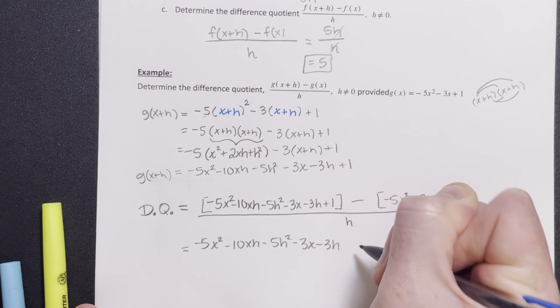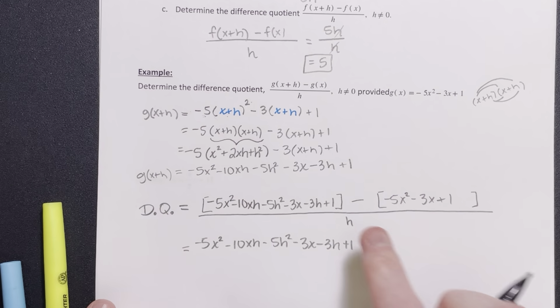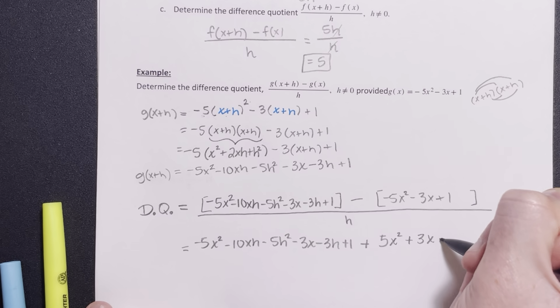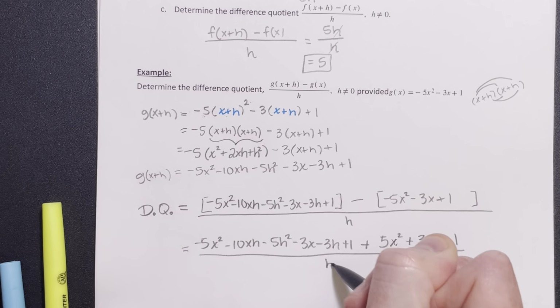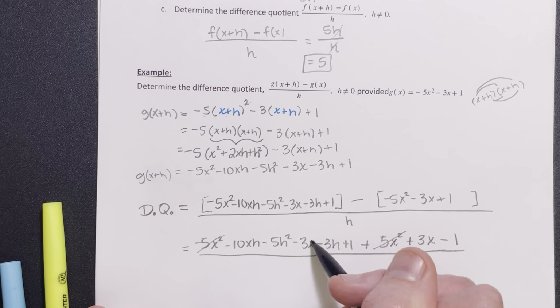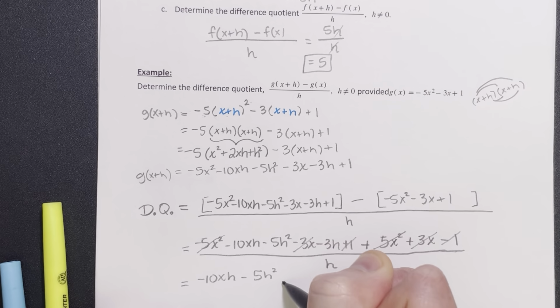There's nothing to distribute in that first set of parentheses, but I do need to distribute the subtraction. By subtracting a negative 5x squared, it becomes plus 5x squared. We get plus 3x and minus 1. The whole thing is being divided by h. But if we simplify the numerator, negative 5x squared plus 5x squared is 0. Negative 3x plus 3x is 0. And plus 1 minus 1 is 0. What's left in the numerator is negative 10xh minus 5h squared minus 3h.